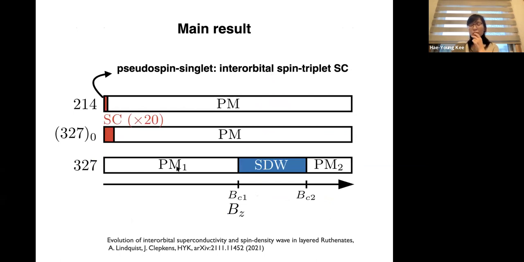So here's my main result again. As I said, we think that this superconductor has something to do with the interorbital spin triplets. Even though we call it singlet, they are multi-component through the spin-orbit coupling, but the dominant one is the pseudospin singlet. And there's this spin density wave that appears under the field in the 327. In the ideal case, in fact, the superconductivity can even have a higher Tc if one can make the bilayer without the staggered rotation.